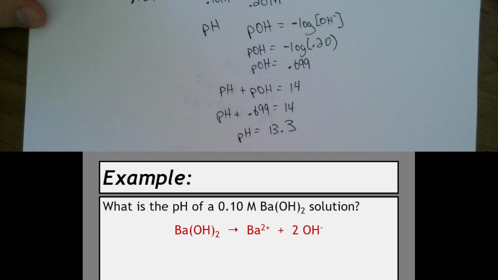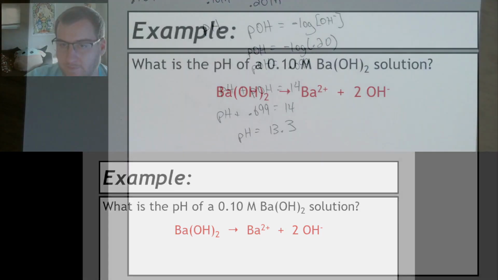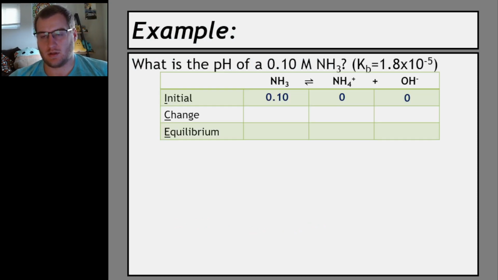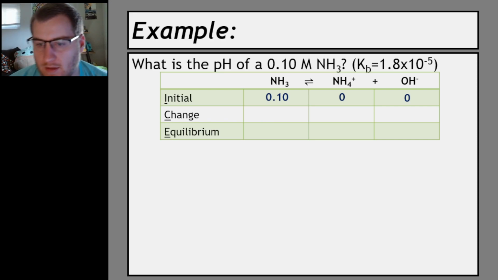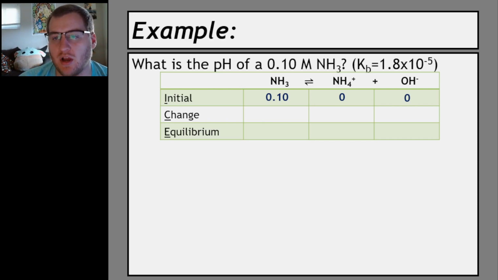Calculating the pH of a strong acid or strong base is much easier than the weak varieties. So let's get right into the weak variety then. What's the pH of this 0.1 molar NH3? Now, NH3 doesn't have an OH in it. It's not required to have an OH in it, but let's look at this reaction that's given to you in the problem.